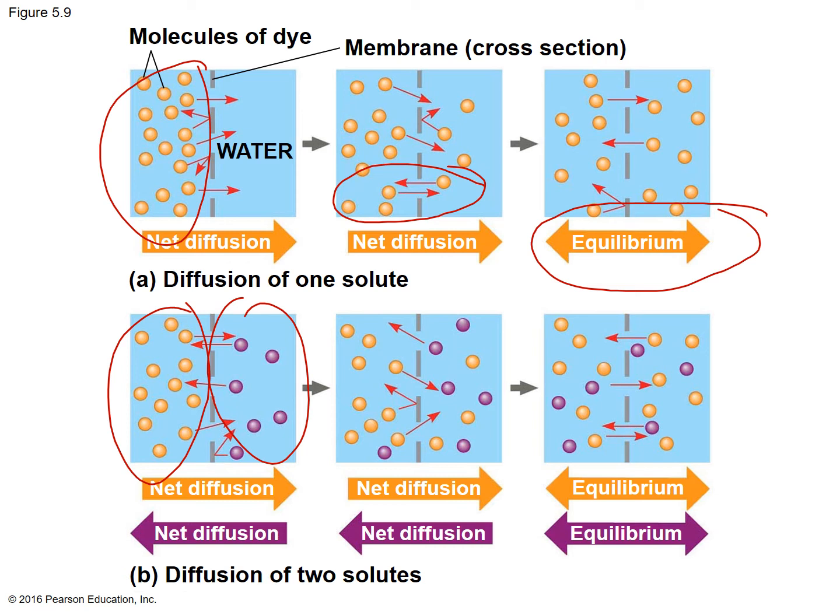You have net diffusion going both ways. Once we get the purple ones on the left side equal to the purple ones on the right side, and the same thing for the yellow ones, that's when we have reached that point of dynamic equilibrium. And the movement is still occurring just as before. It's just that the net movement is very close to zero.